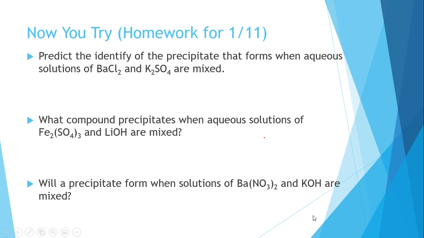For your homework answers, the first one says, predict and identify the precipitate that forms when solutions of barium chloride and potassium sulfate are mixed. First, let's go over what a precipitate is. Remember, a precipitate is a solid that forms when we mix two aqueous solutions. So here, both of these solutions are said to be aqueous. And so what happens when we mix them?